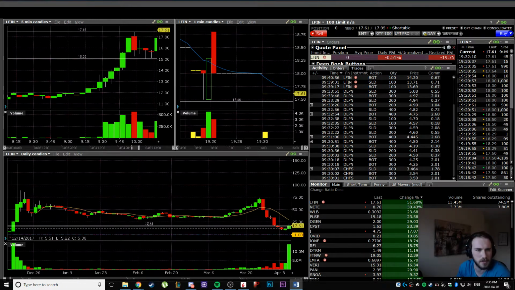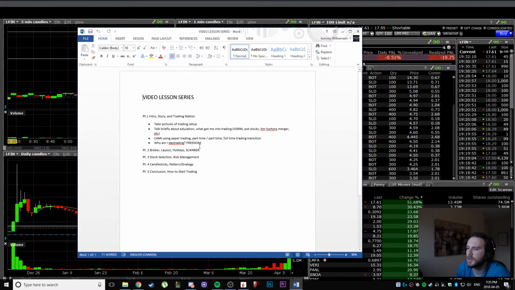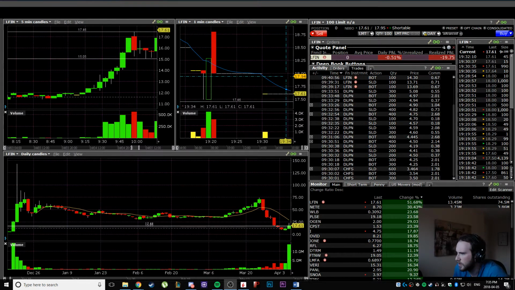So, what are we going to talk about today? I have this little sketch pad here. Today, we are going to talk about stock selection and risk management. What do I mean by stock selection? I mean exactly what it says. How do I know which stocks I'm going to trade in the morning? There's a bunch of different criteria.